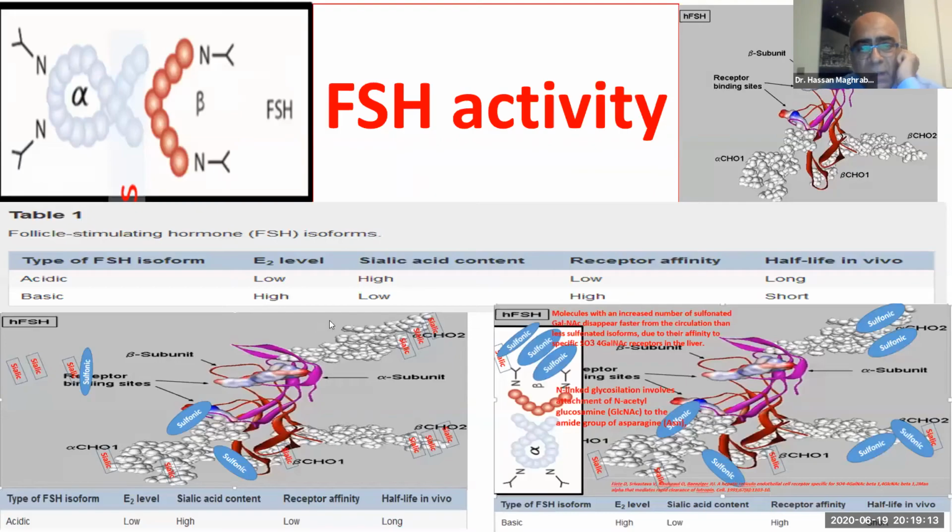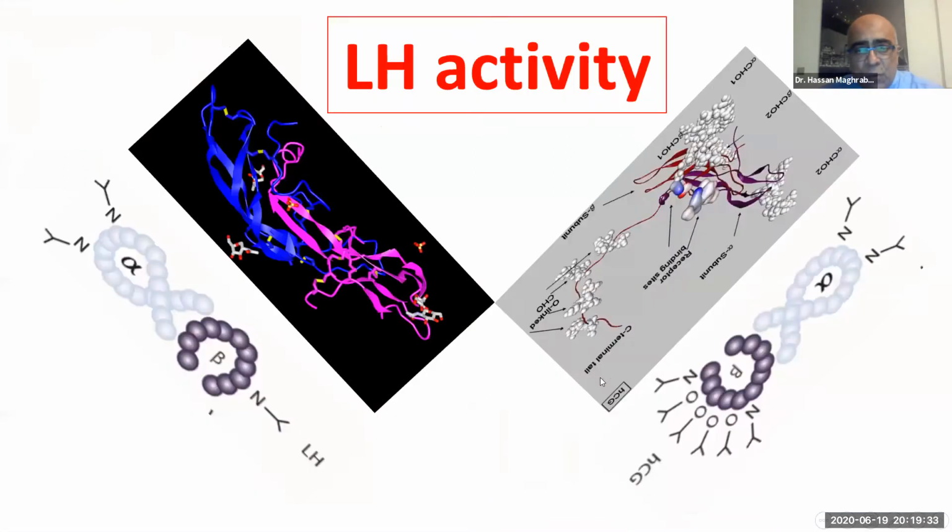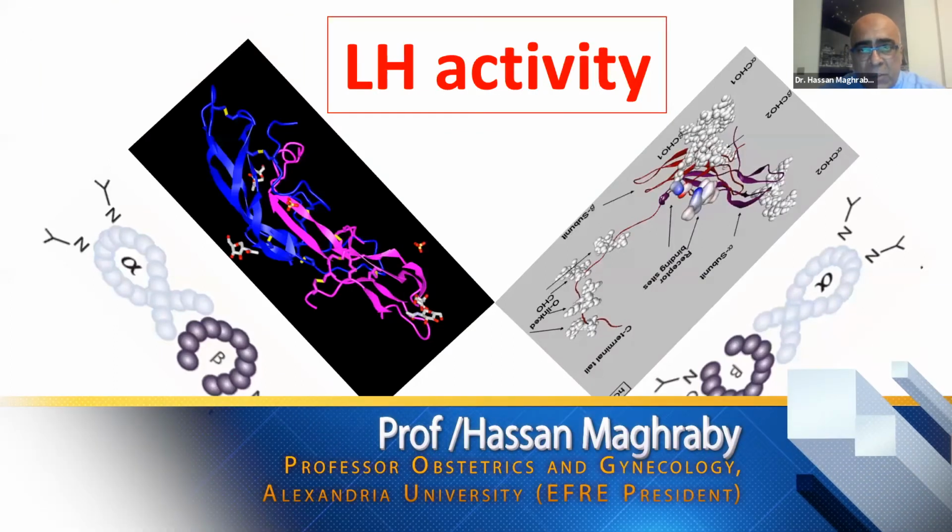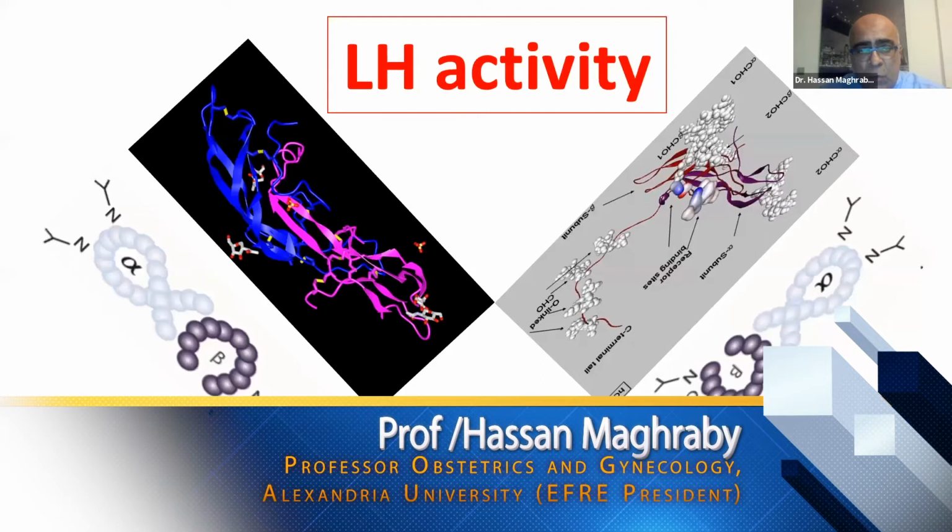FSH activity is of two types: acidic FSH, which contains sialic acid on the carbohydrate moieties, and this has a long half-life and low receptor affinity. The basic FSH, which is present in REC FSH and in biosimilar, has high receptor affinity and the half-life is short. LH activity is comprised of two hormones, LH and HCG.